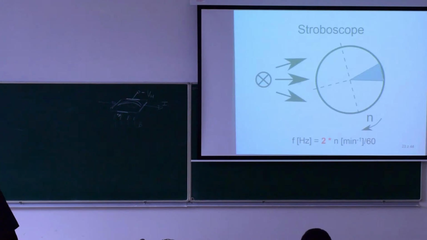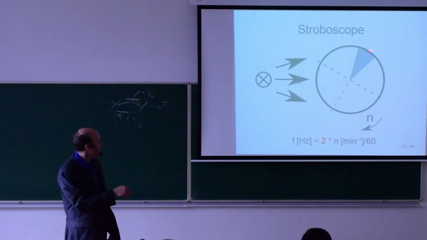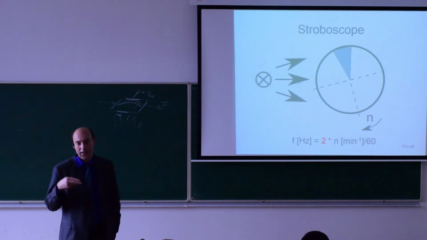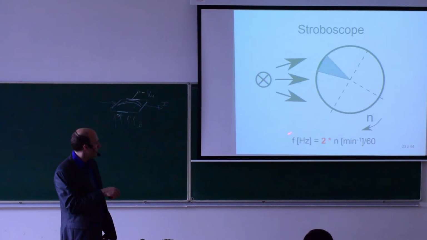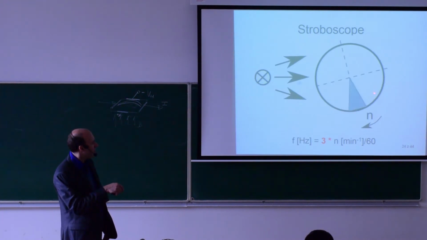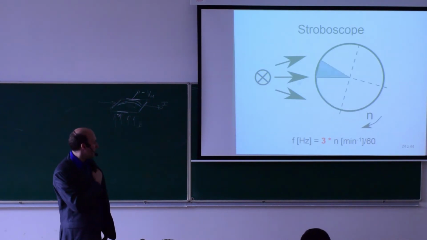So remember that if you see two reflections, such as in this position and in this position, then the frequency is doubled compared to the frequency of the flashes. For example, if you see one reflection here, one here, one here, you have three times the frequency.